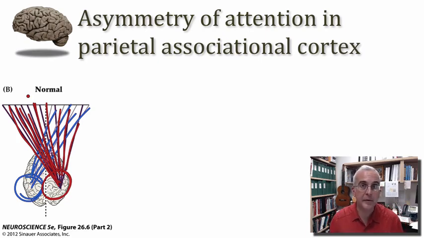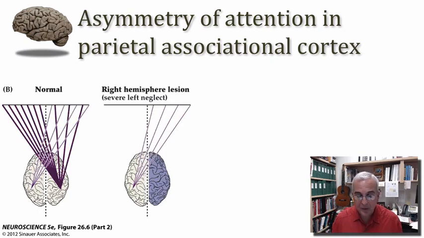This can be revealed in functional brain imaging studies where subjects are directed to attend to one side of the midline or the other. And what we discover is that when subjects are directed to attend to the left side of the visual field, the right parietal cortex increases its functional activity. However, when subjects are directed to attend to the right side of the visual field, what we find is much more bilateral activation of the parietal associational network. Well, there are consequences of this asymmetry for patients that have damage.